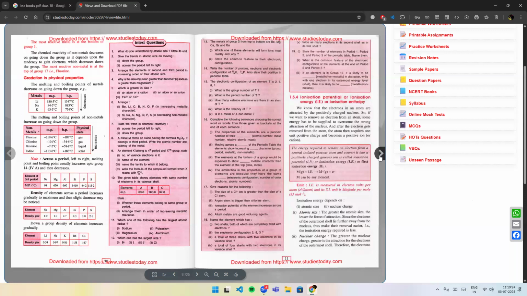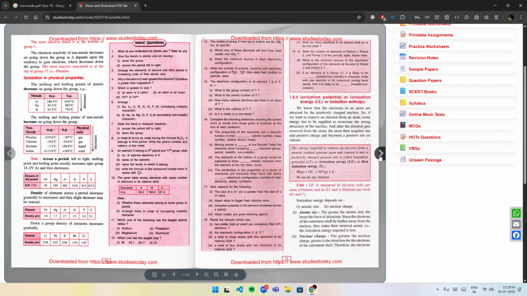Unit. Ionization energy is measured in electron volts per atom, and its SI unit is kilojoules per mole. Ionization energy depends on atomic size and nuclear charge. Atomic size. The greater the atomic size, the lesser the force of attraction, since the electrons of the outermost shell lie further away from the nucleus, which makes their removal easier. Hence, the ionization energy required is less.